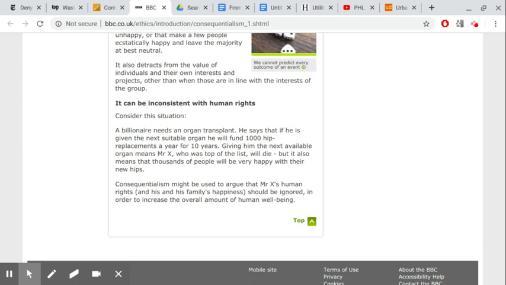And it has a thing about, well, let's just read, a billionaire needs an organ transplant. He says that if he is given the next suitable organ, he will fund 1,000 hip replacements a year for 10 years. Giving him the next available organ means Mr. X, who was top of the list, will die. But it also means that thousands of people will be very happy with their new hips. Consequentialism might be used to argue that Mr. X's human rights should be ignored in order to increase the overall amount of human well-being.